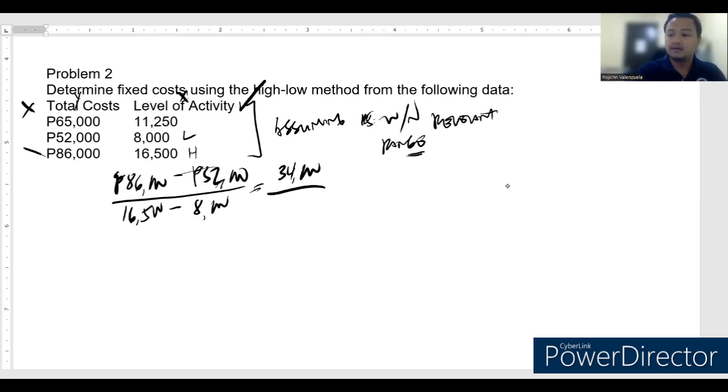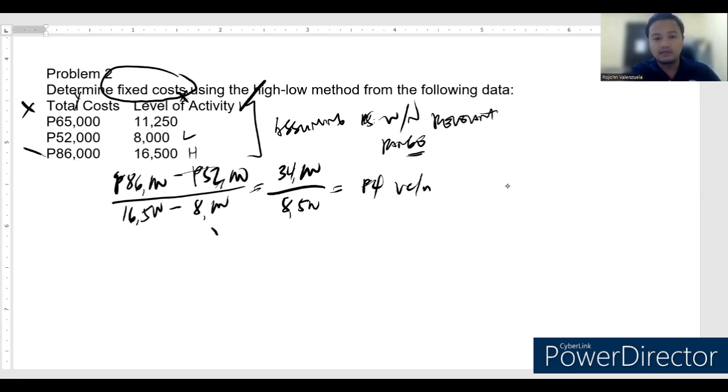Okay? Divided by 16,500 minus 8 is 8,500. So your variable cost per unit is 34,000 divided by 8,500. That is 4 pesos. Okay? Yan. So ang hinahanap sa atin, ito yung fixed, variable cost per unit, di ba? Ang hinahanap sa atin is fixed cost.